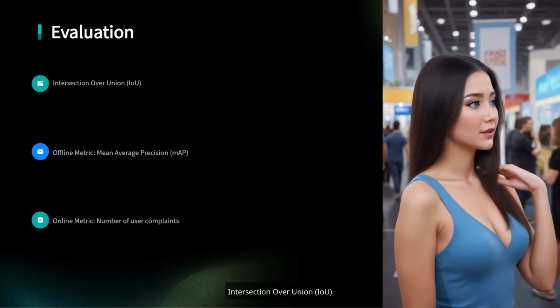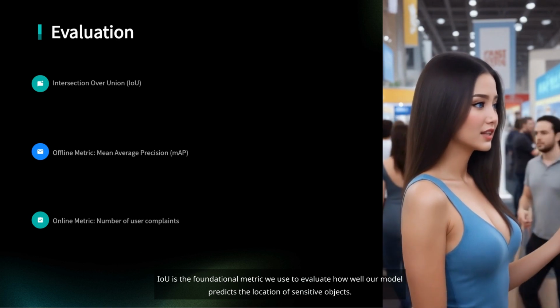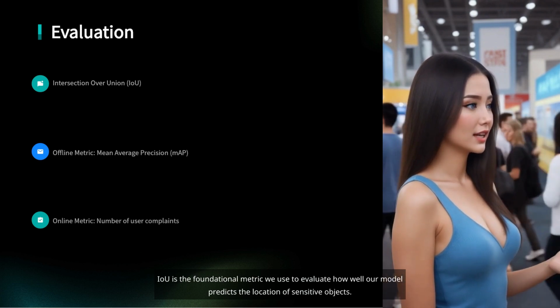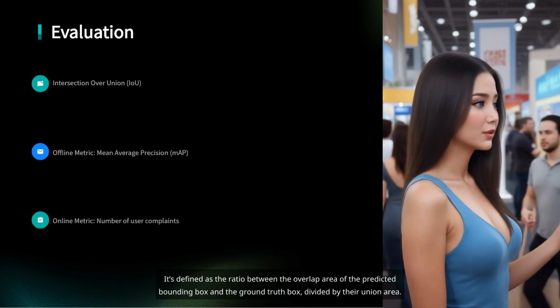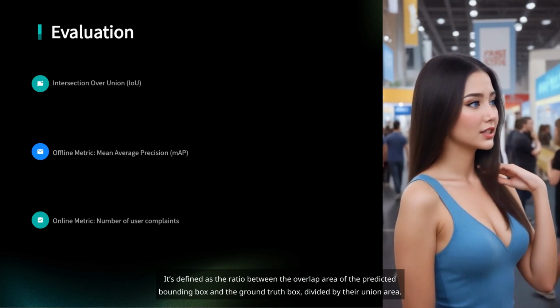Intersection over union, IOU. IOU is the foundational metric we use to evaluate how well our model predicts the location of sensitive objects. It's defined as the ratio between the overlap area of the predicted bounding box and the ground truth box, divided by their union area.